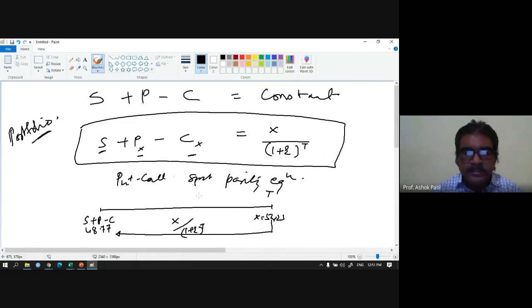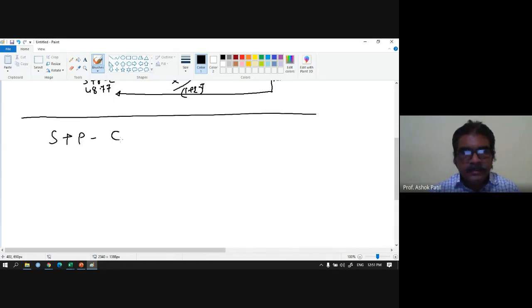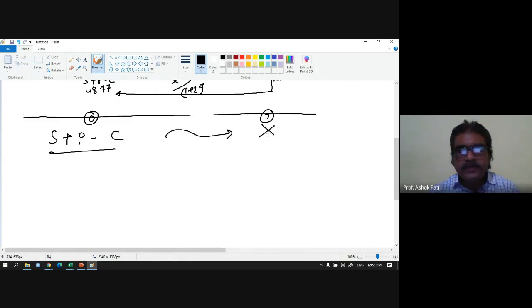So t is the period, r is the risk-free rate during that period. So now we can see that x is fixed, right? We already know that if I combine S plus P minus C, I get a product which is constant in value at time t. If I combine these today at time 0, the output of this combination is a fixed amount at t.